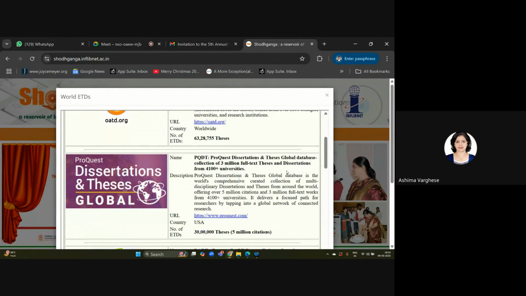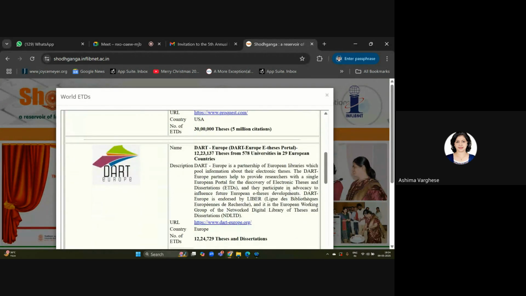One of the good ETDs which I would suggest is ProQuest. ProQuest is having dissertations and theses which are available globally. It is having 3 million full text dissertations and theses. It belongs to USA, and you can get 5 million citations also and 3 million full text works. So I have also gone through this. You will easily be able to download, and it is free of cost.